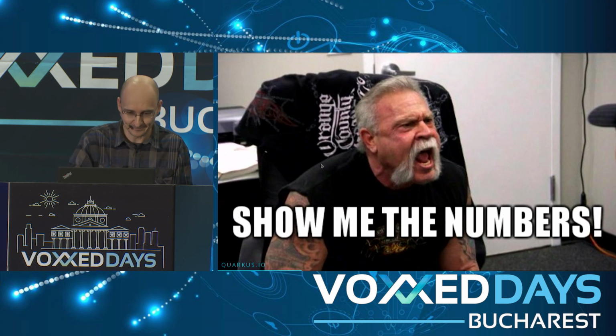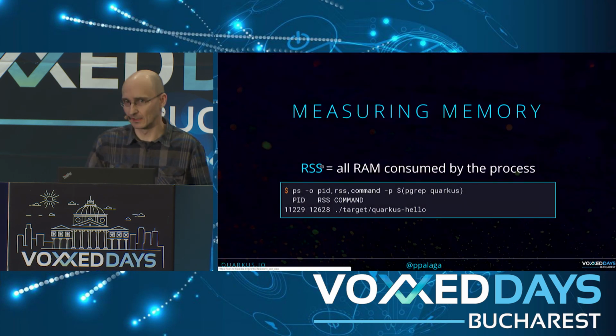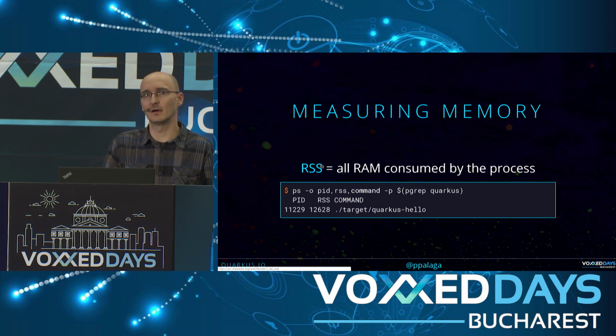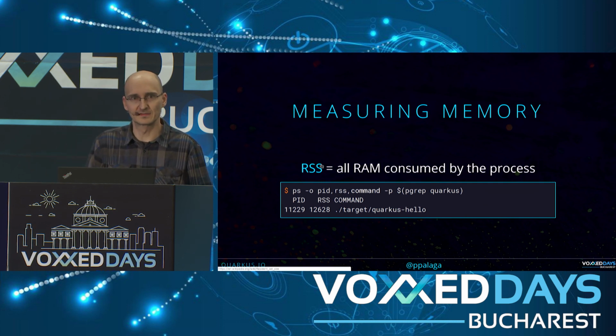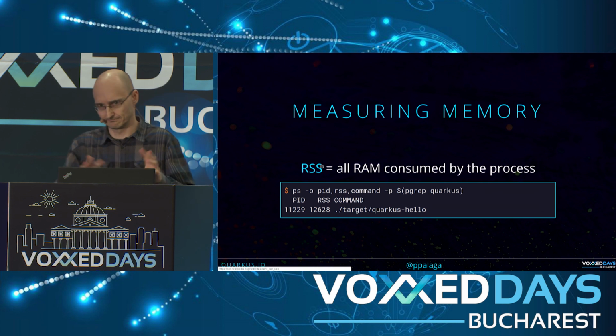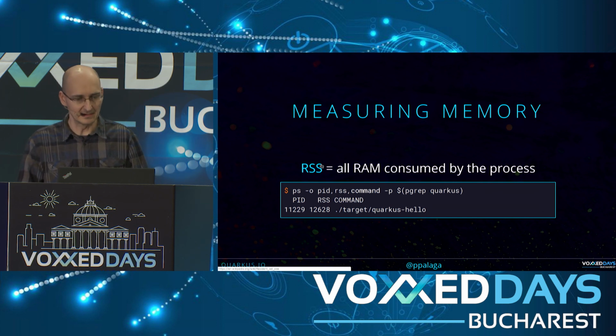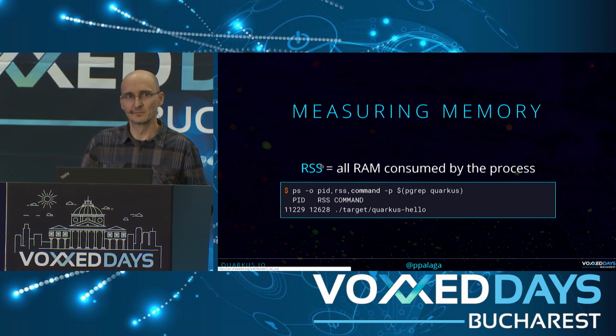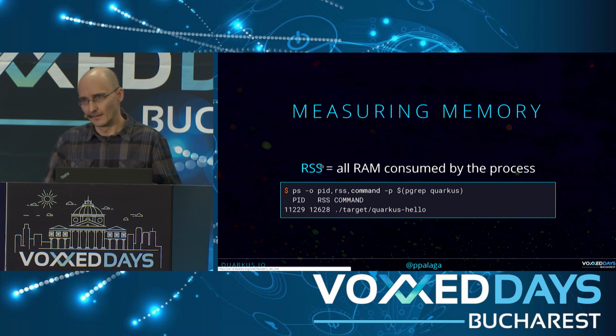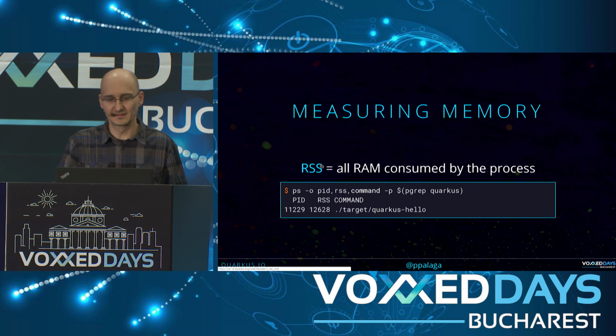Okay, let me show you some numbers. First, how do we measure memory consumption? In the world of Java, there's a lot of concepts like heap size and so on, which are interesting and important in their own right, but in the container environment, what matters is the overall amount of memory the given process is spending. And for example, ps -o rss is a way how to find the number.